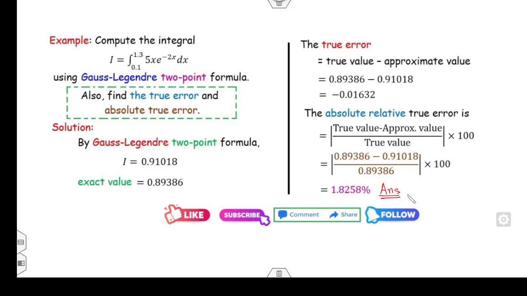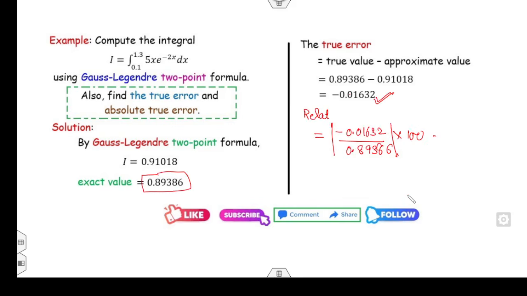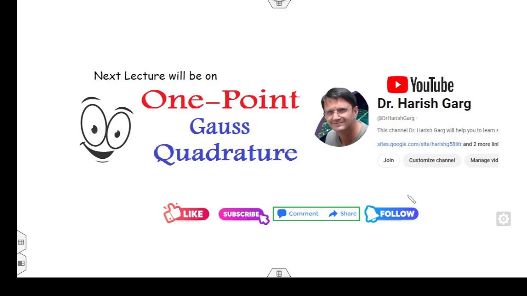Now this is the way you can see all those 2-point formulas of the Gauss-Legendre formula. We will see the 1-point Gauss quadrature formula derivation plus several numerical examples in our next lecture.